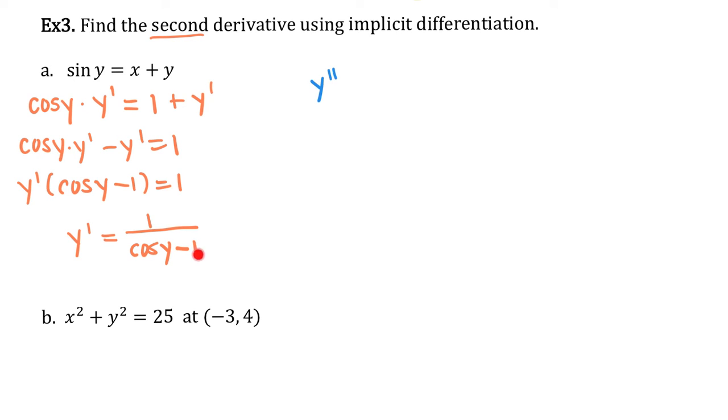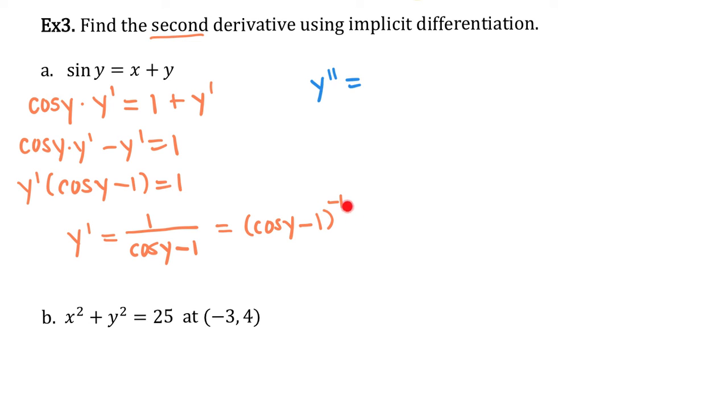Okay, now let me look at this. Since I'm going to have to apply the derivative again, I'm actually going to rewrite this. I'm going to write it as cosine y minus 1 to the negative 1 because it's going to be easier for me to use the chain rule on it than if it was written as a fraction. Although I could do it as a fraction. I could do the quotient rule maybe. Okay, let's try it this way. Then I'll think if I want to do it the other way.